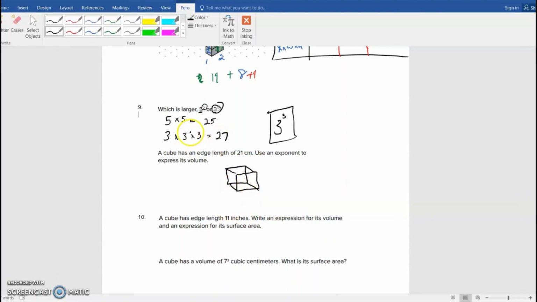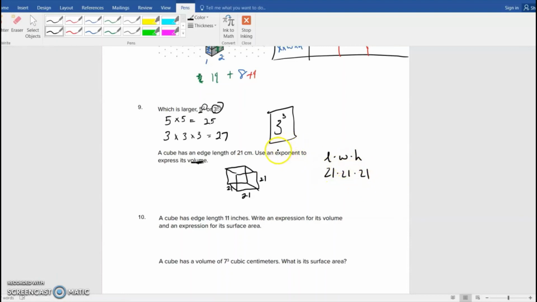And it says an edge length of 21 centimeters. So this side would be 21. This side is 21. This side is 21. And remember, volume means length times width times height. So in this case, I'd have 21 times 21 times 21.